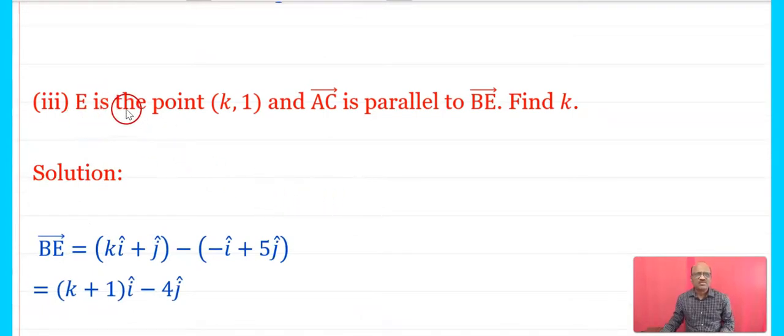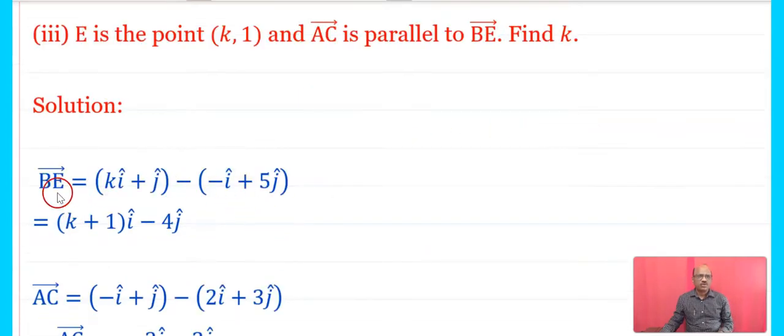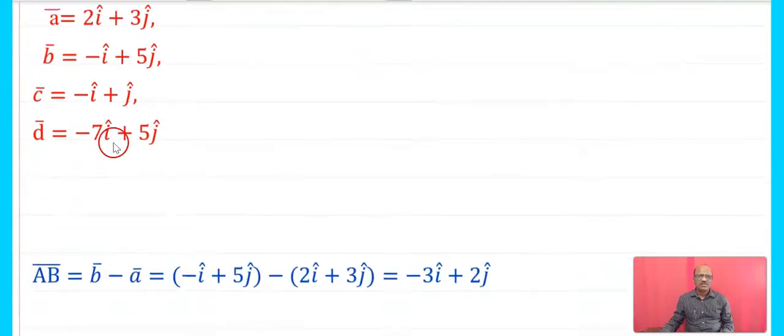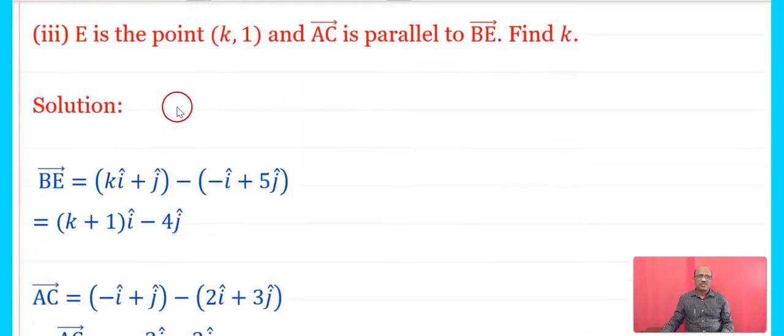Next, E is a point whose coordinate is k, 1, and AC bar is parallel to BE, and then find k. Now see this here. First of all, BE: the coordinate of E is k, 1, and therefore the vector notation is k i cap plus j cap minus the position vector of B. What is B? Here B is minus i cap plus 5j cap. If you make the subtraction, then you will get k plus 1 in bracket i cap minus 4j cap.